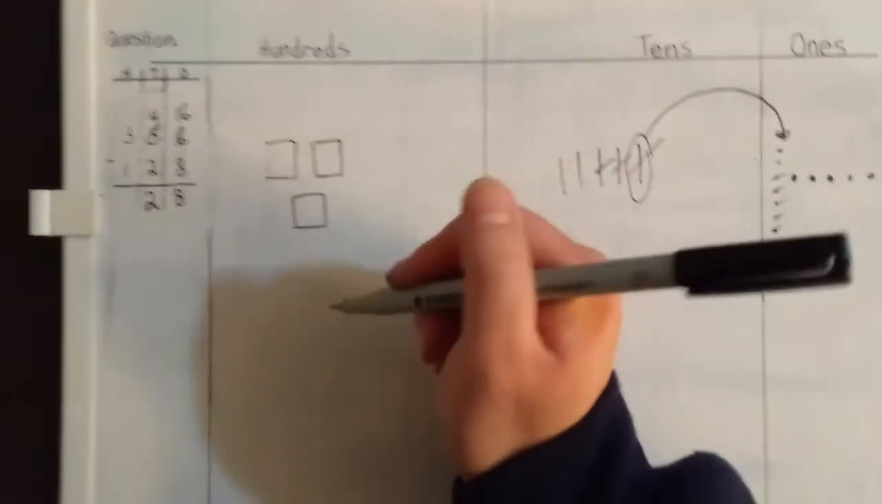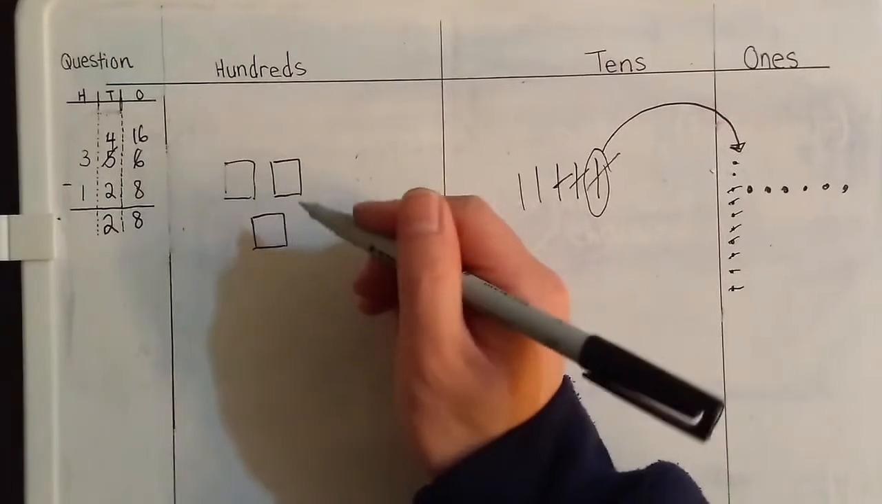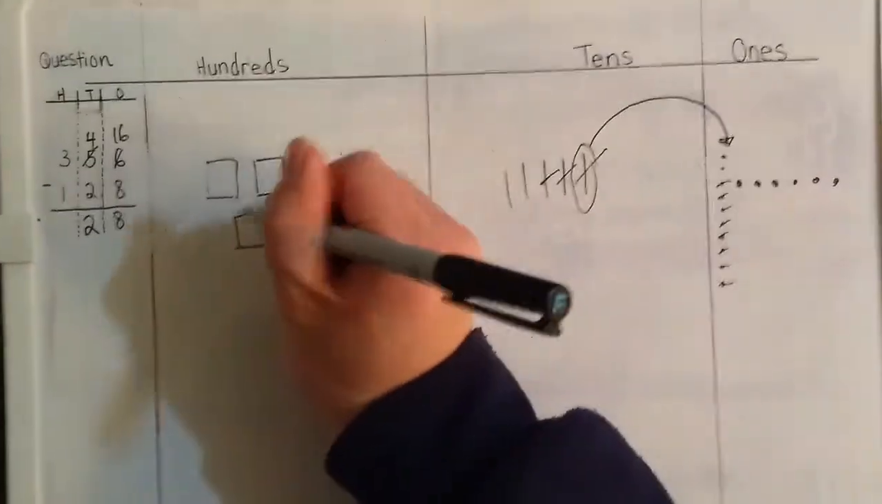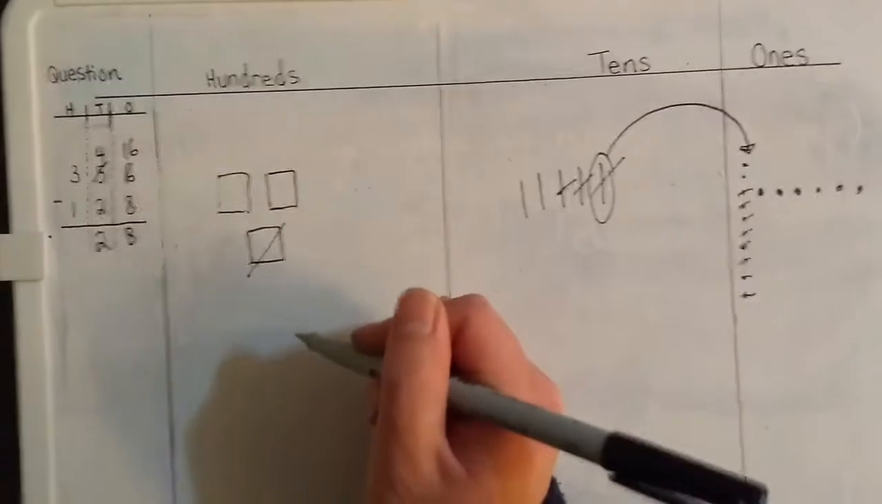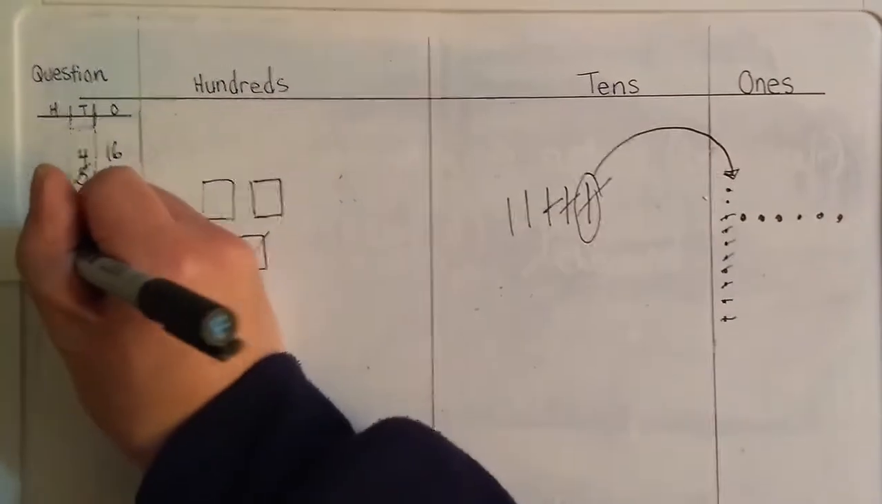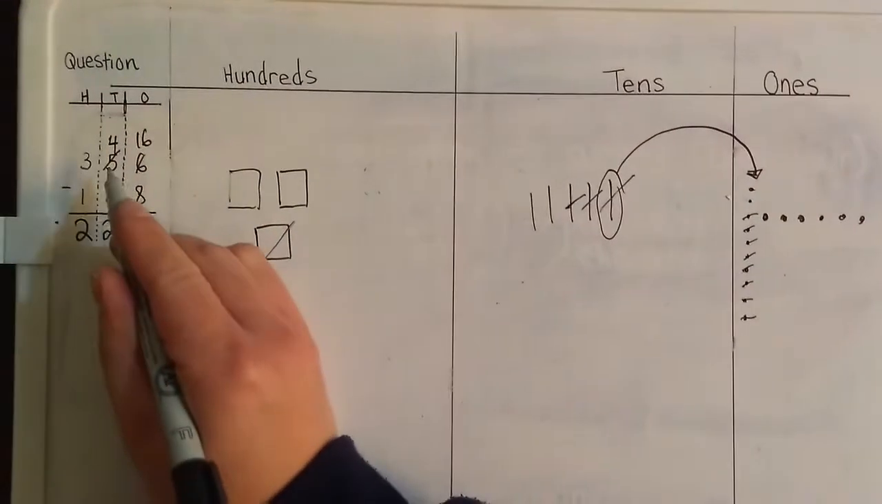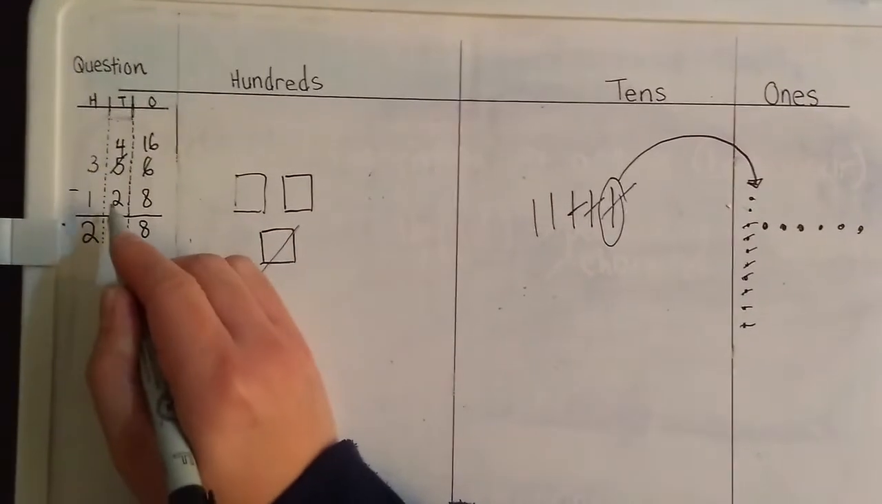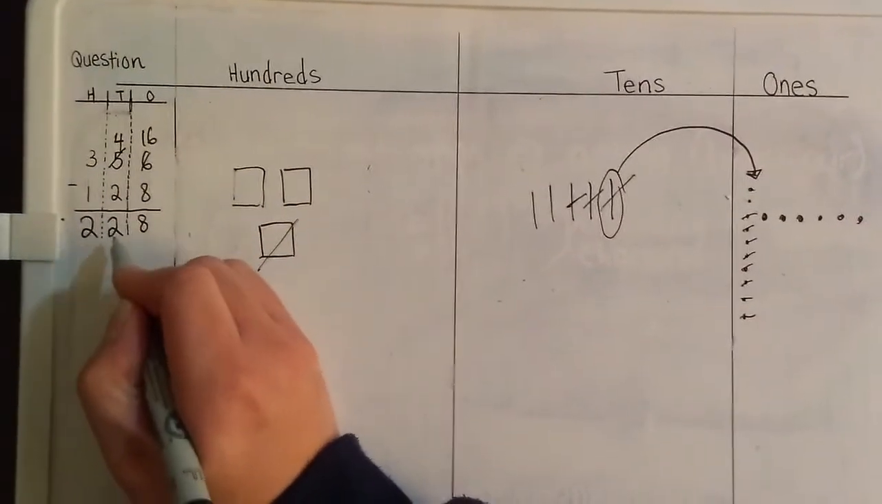And then with 3 hundreds, I can subtract 3 by 1. I'm going to take 1 flat away. And now I'm left with 2 hundreds. So 356 subtract 128 is equal to 228.